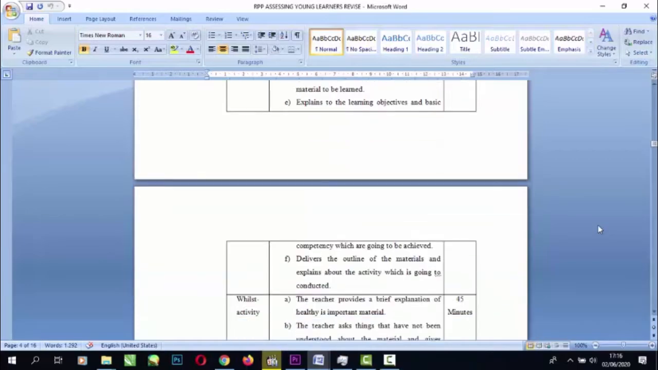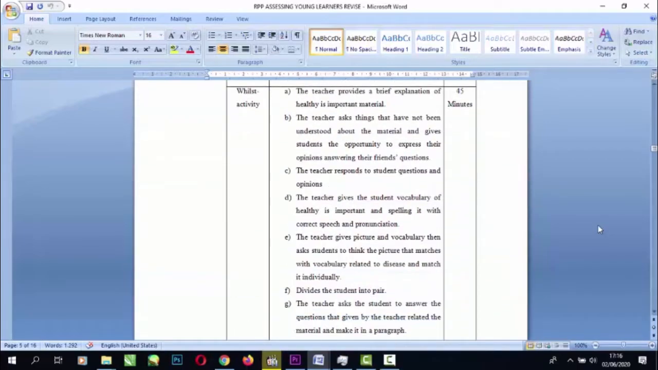And then whilst activity. In the whilst activity, the teacher provides a brief explanation of healthy is important material, and then the teacher asks things that have not been understood about the material and gives students the opportunity to express their opinion answering their friends' questions. The teacher responds to student questions and opinions. The teacher gives the students vocabulary of healthy is important and spells it with correct speech and pronunciation.